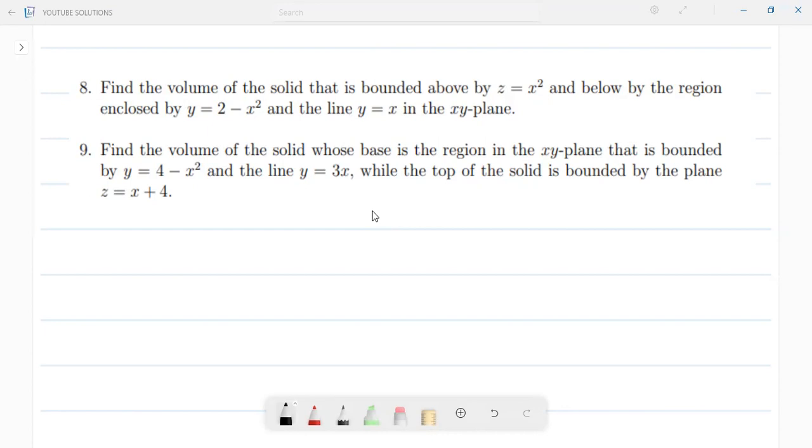So in this video, I'm going to solve the first question here, which reads: find the volume of the solid that is bounded above by z equal to x squared and below by the region enclosed by the parabola y equal to 2 minus x squared, and the line y equal to x in the xy plane.